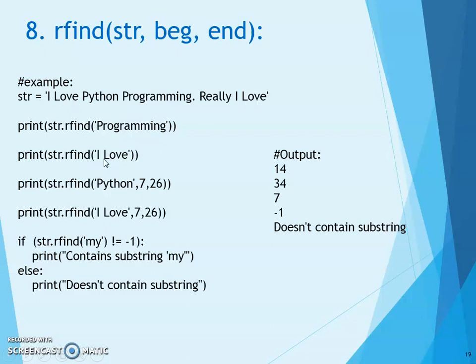Now, as soon as it starts searching, the output of this second print statement is 14. So it is giving us the first occurrence from the end. From the end, this first occurrence is here at 34th index. If it is not present, it will print that it does not contain the substring.